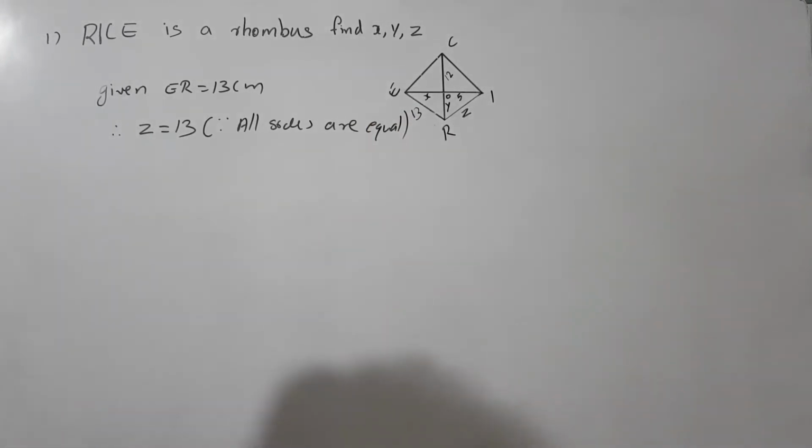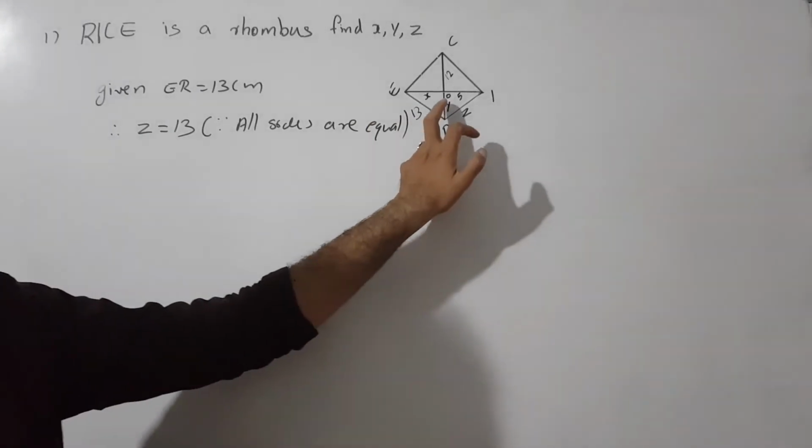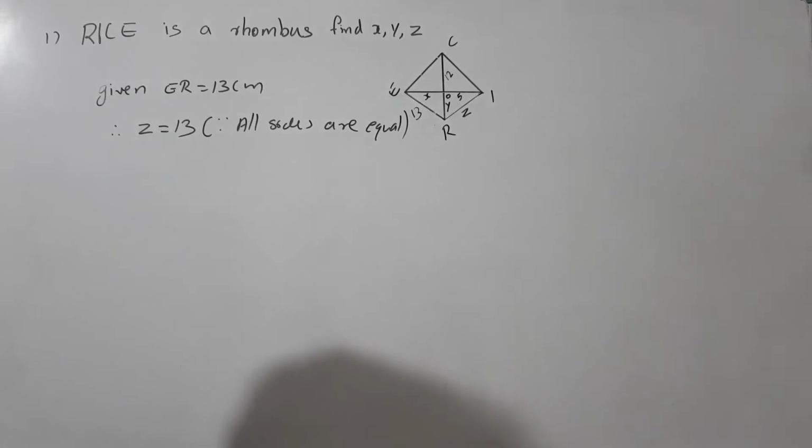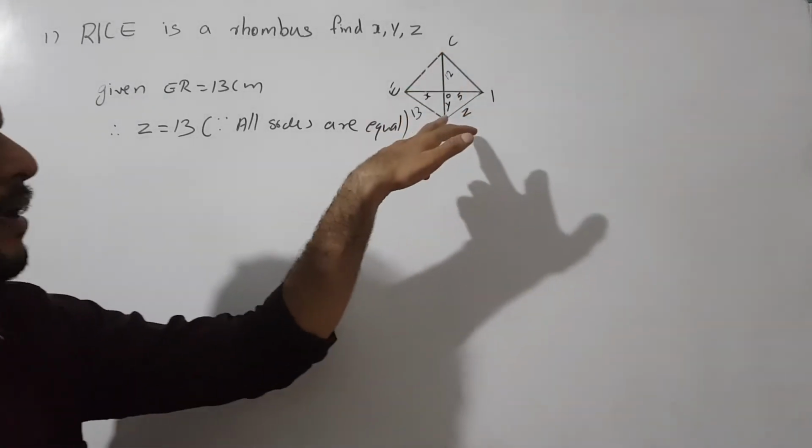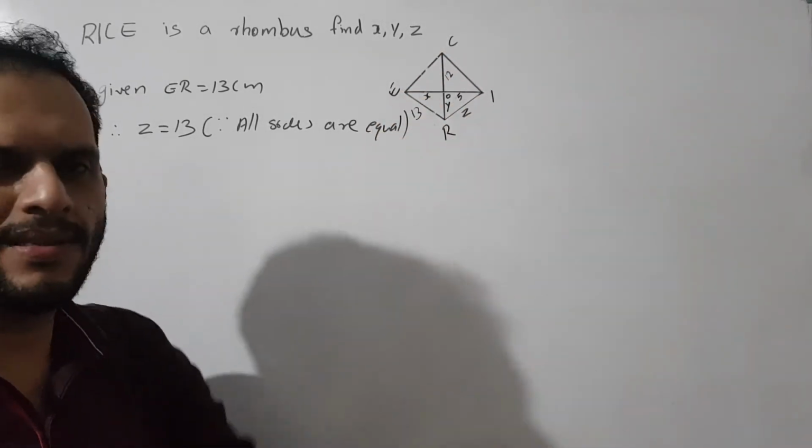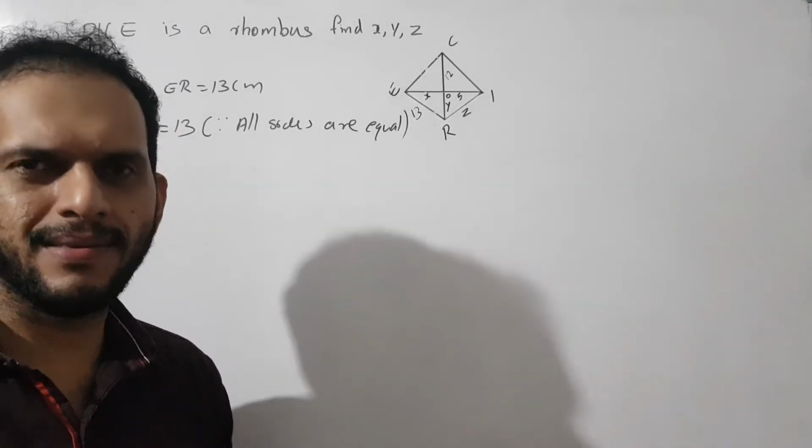Since all sides are equal. Here it is given that OI is equal to 5. What is the property of diagonals? The property of diagonals is that they perpendicularly bisect each other.